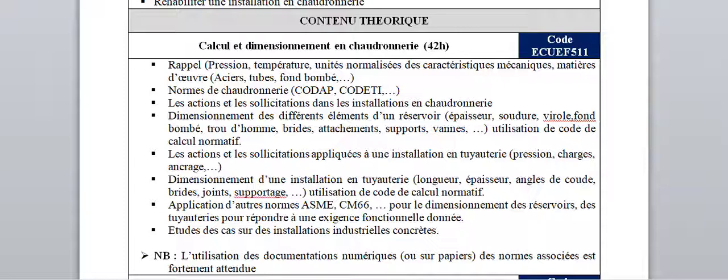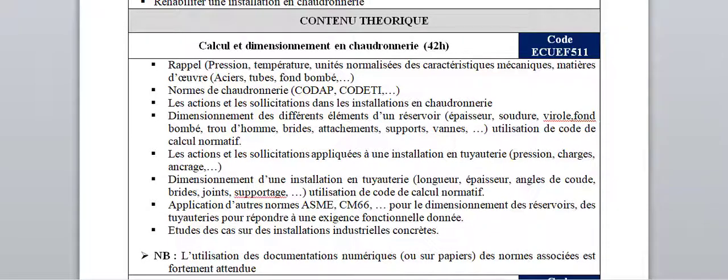The point number 4 is very important, since it will allow the student to acquire the skill of sizing the different elements of a tank in terms of thicknesses, welds, shells, dome bottoms, manholes, flanges, attachments, supports, valves, etc., using a normative calculation code.